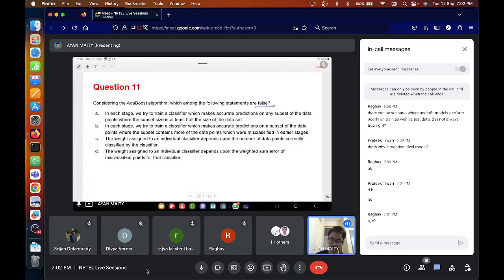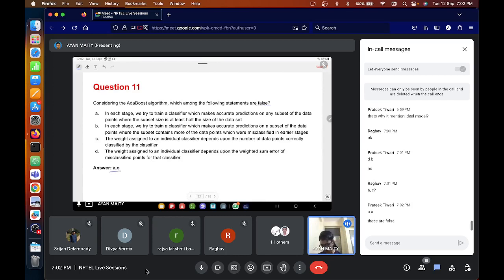Pratik is saying D and B. So we have to find out the false statements, not the correct statements. And Raghav is saying A and C. And Pratik is saying A and C. Yes, so correct answers are A and C.